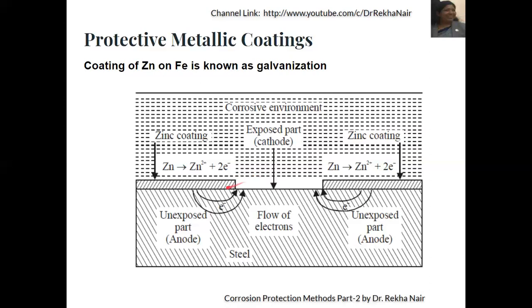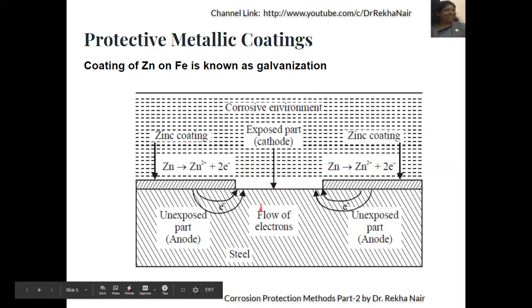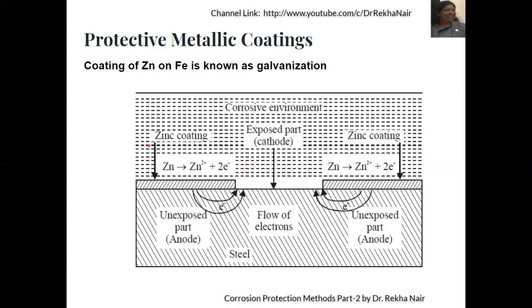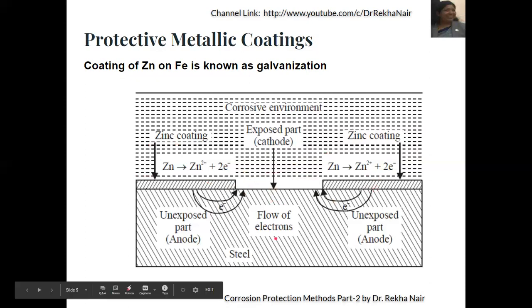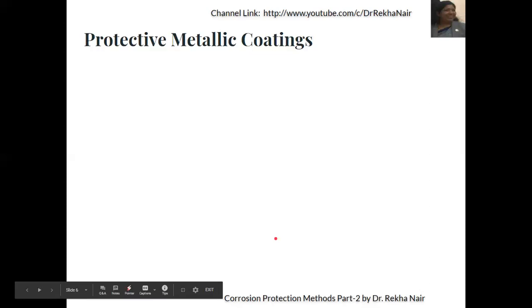And for the exposed part, for example, if there is any removal of the layer, a scratch or something like that, then the exposed part will be steel, that is iron, which is cathodic in nature as compared with zinc. So the area of the anode is more and the area of the cathode is smaller, the rate of corrosion will also be smaller, and this zinc will sacrifice itself to save the metal iron. This is known as galvanization.